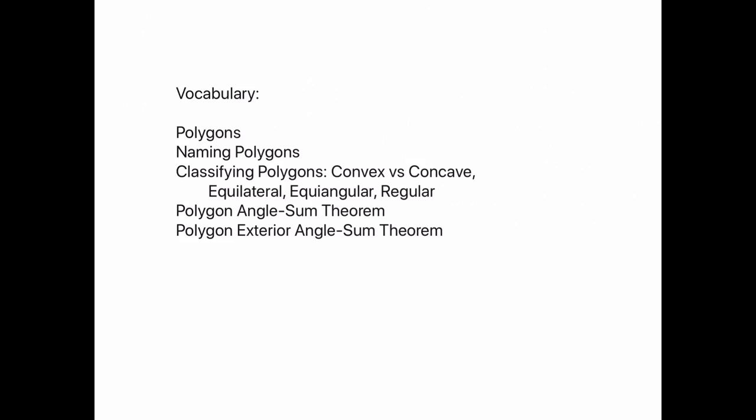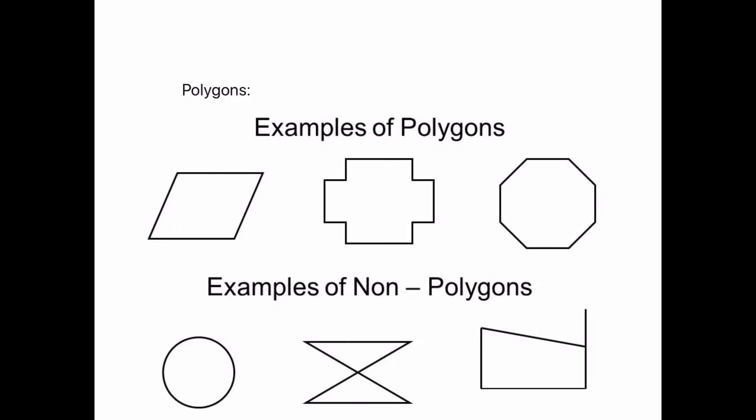So we have lots of vocabulary to get through today, so let's go ahead and get started. A polygon is a closed figure with at least 3 sides that are segments. The sides intersect only at their endpoints, and no adjacent sides are collinear. So here we have 3 examples of what polygons are, and 3 examples of what polygons are not.